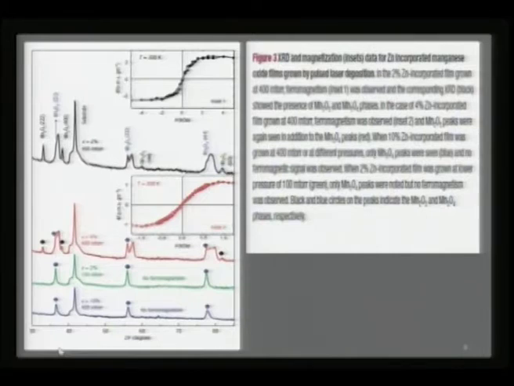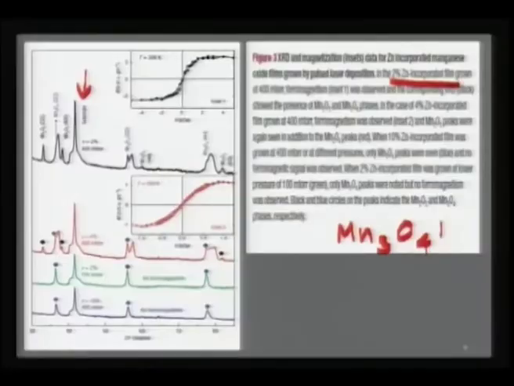What did they do here? Again they took an alumina substrate, and over this alumina substrate they deposited 2% zinc oxide incorporated Mn3O4. Take Mn3O4 and make it into a hard pellet so that you can grow films, and in this Mn3O4 pellet you dope 2% zinc. Now, if you deposit such a film, this is the X-ray pattern.